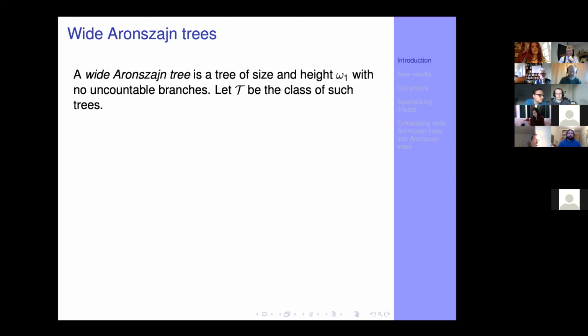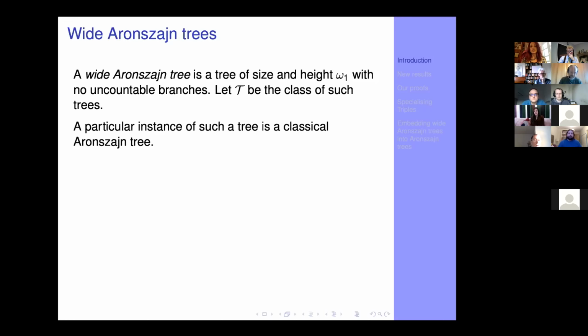So why do people look at such trees? Their class will be denoted by T. So why is T interesting? Well, first of all, one particular instance of a tree like this is the classical Aronszajn tree, which has the properties that are given above, but in addition has countable levels. And of course, Aronszajn trees are of great interest. We will be talking about them as well. So let us also denote their class by something. I chose the letter A. So we have that the class A is a subclass of the class T.